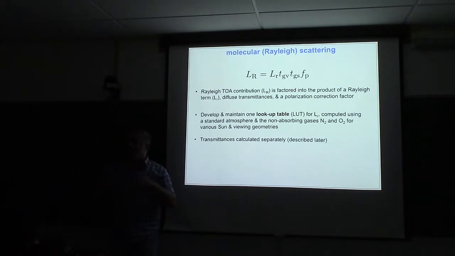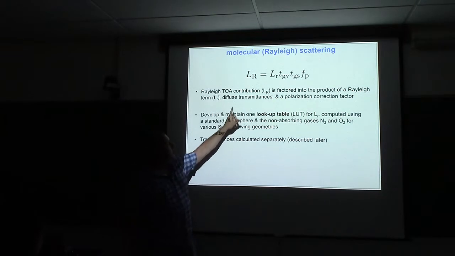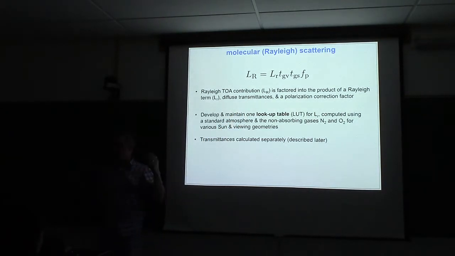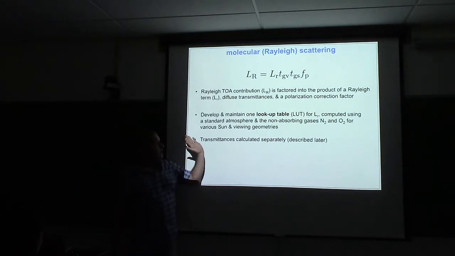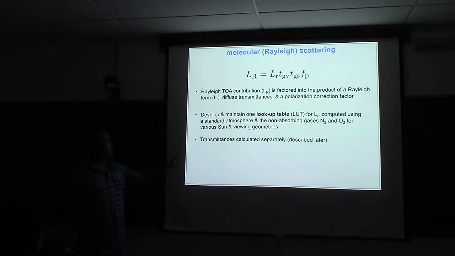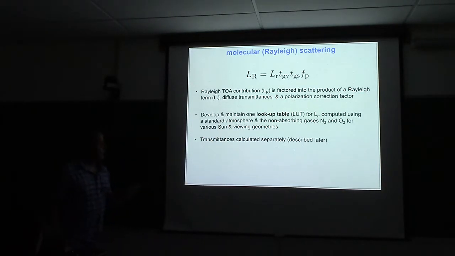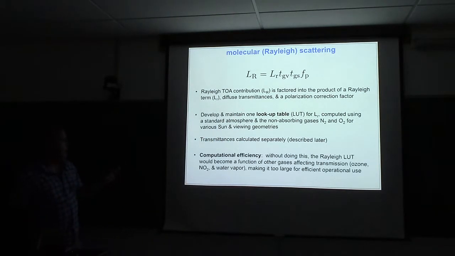So the way we operate, and I believe Issa and Jackson operate similarly, is you develop and maintain a single lookup table for that lowercase r term, computed using a standard atmosphere and considering non-absorbing gases, again, non-absorbing gases here, for various sun and viewing geometries. So imagine a big lookup table where you plug in your viewing geometries and you can come up with this LR term. Transmittances are described later here.